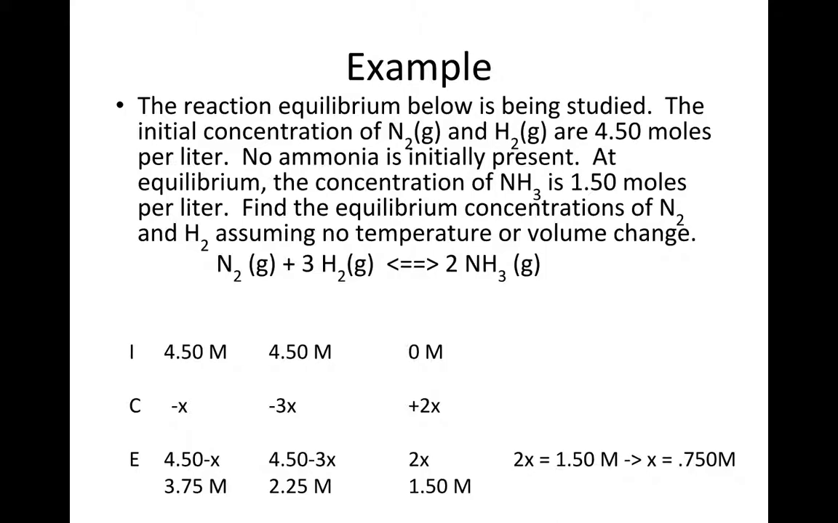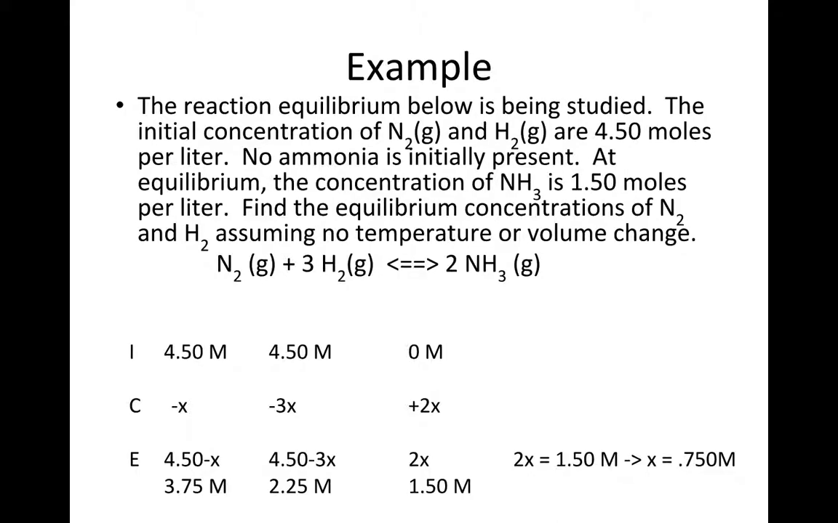I would say initially the N2 is 4.50 molar, the H2 is 4.50 molar, the NH3 is 0 molar. Our change, and here we're going to know what the plus or minus is because we know we need to shift to the right. We have no NH3, we can't do the reverse reaction, we have to go forward. So we know we're going to subtract from the left and add to the right. So we're minus x for our change for N2 because the coefficient of N2 is 1, minus 3x for the H2 because the coefficient of H2 is 3, and plus 2x for the ammonia.